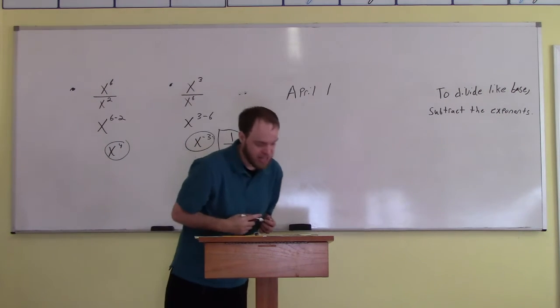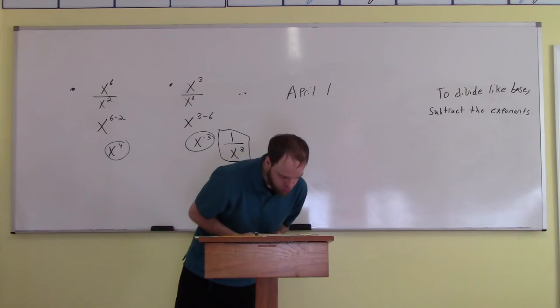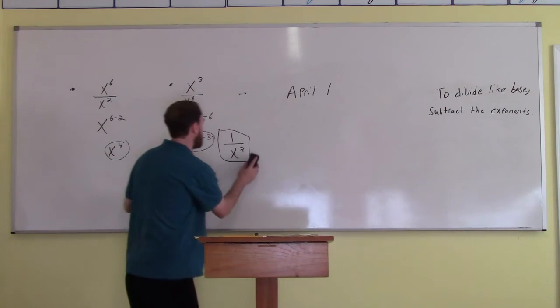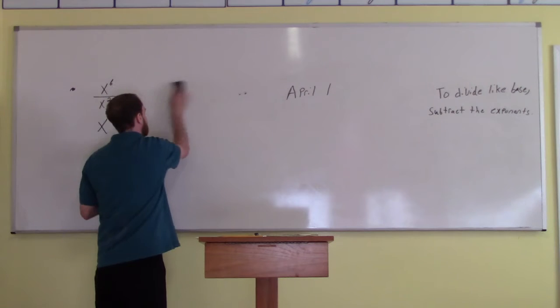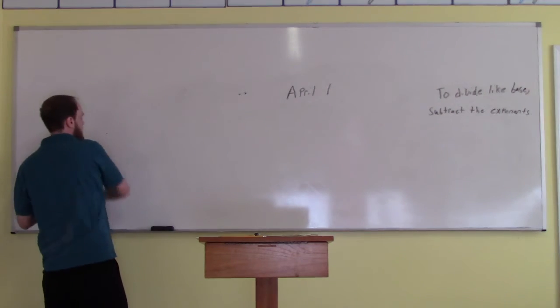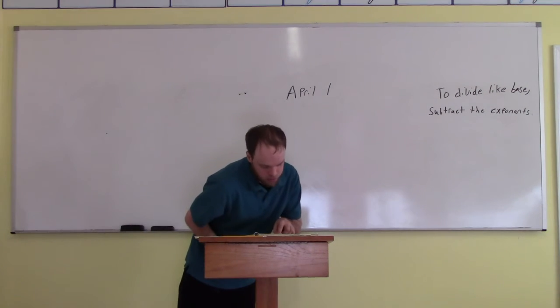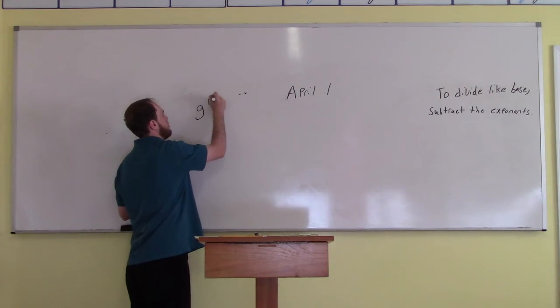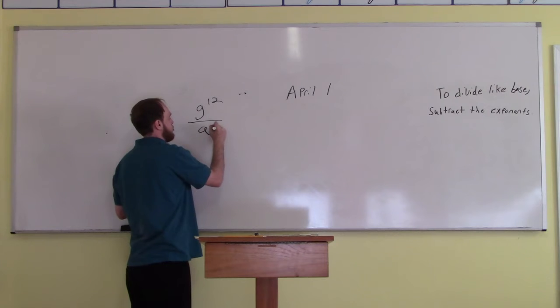If you look at number 22 in your book, and I'll do actually 23, just do the odd ones. So 23 says g to the 12th over g to the 5th. This is 23.